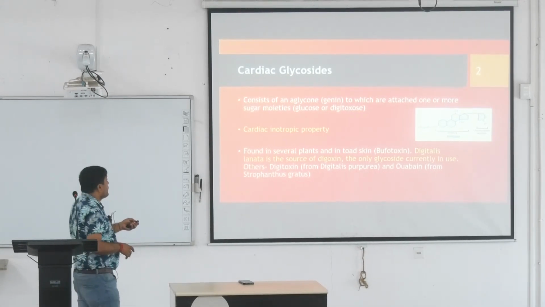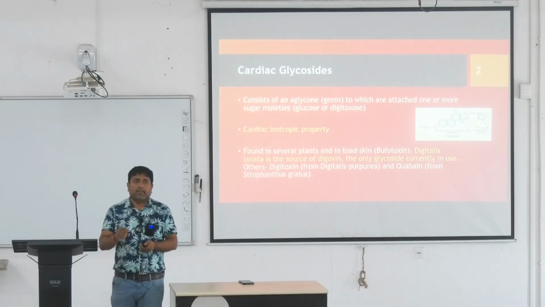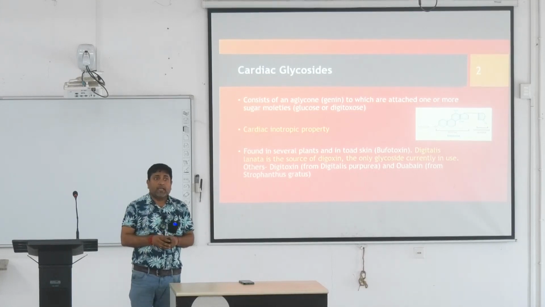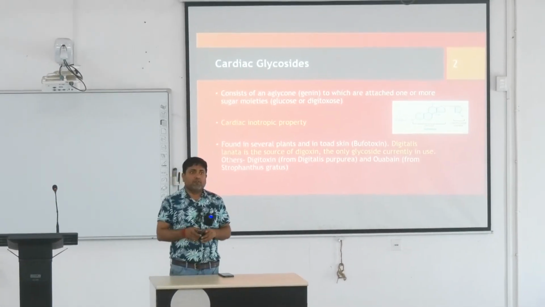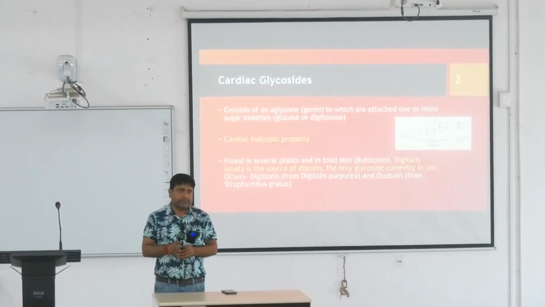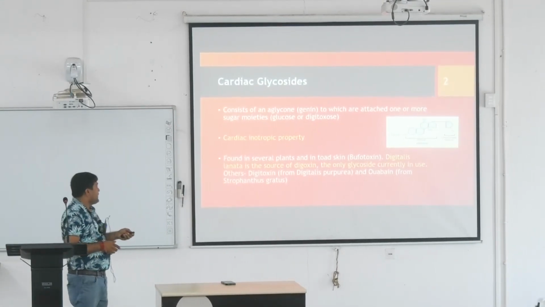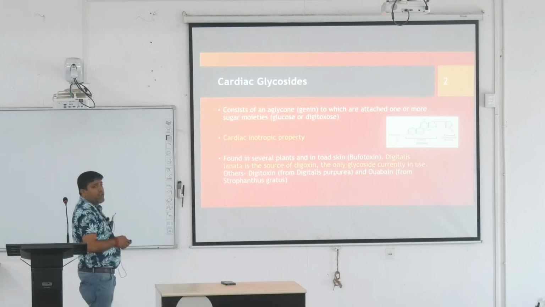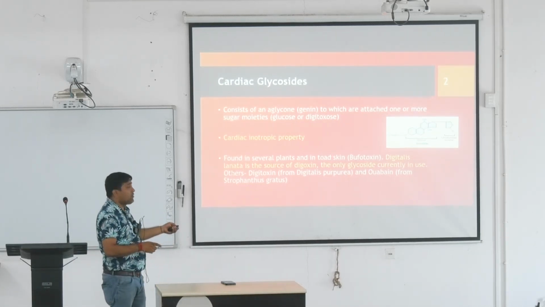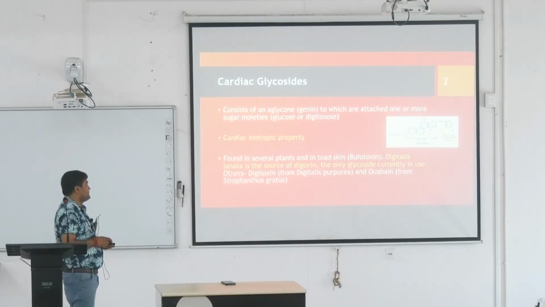Now, what is the advantage? What is the function of cardiac glycosides? They basically increase the force of contraction of the heart, and digoxin or the cardiac glycosides are less sensitive to the normal heart. So they have got positive inotropic property. They are found in several plants. The sources of cardiac glycosides are several plants and also toad skin. In the toad skin, it is called bufotoxin.